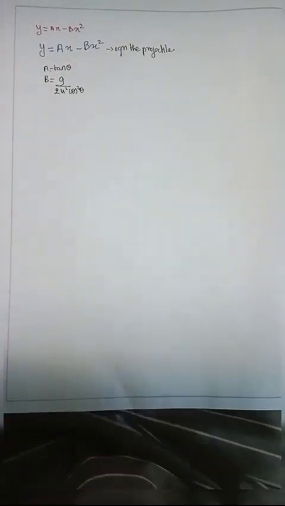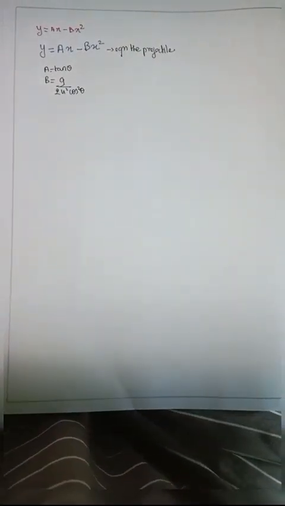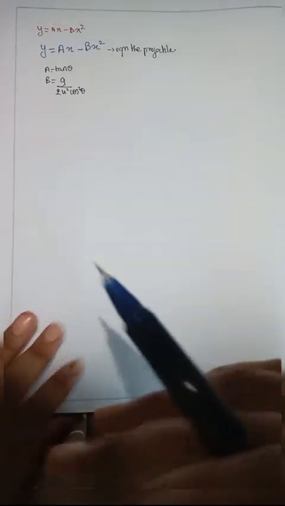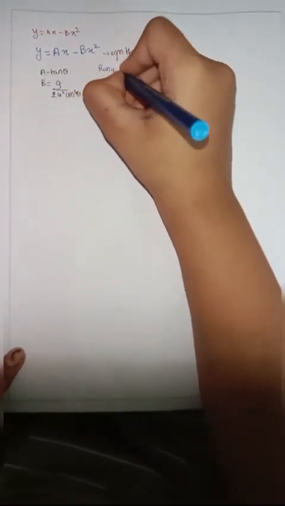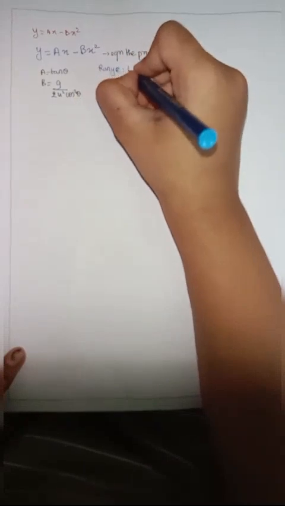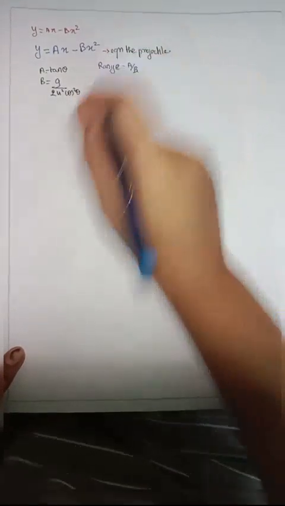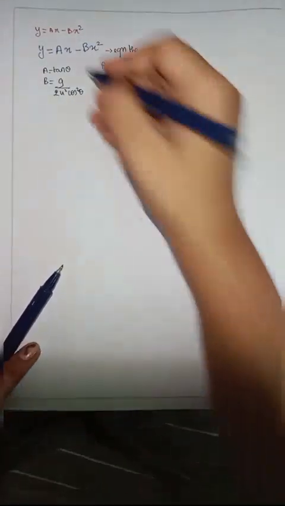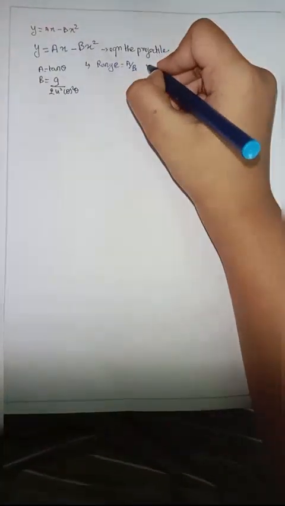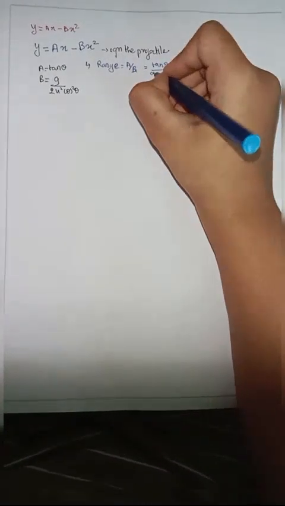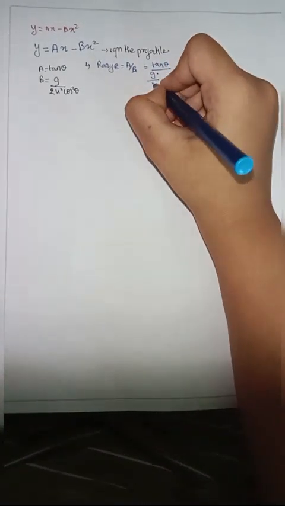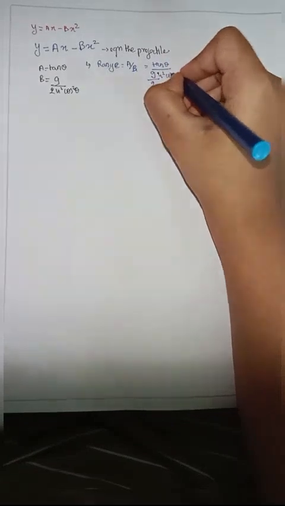In this we can see some of the concepts. If someone asks you what the range is, it is nothing but a by b. How do I say a by b? A by b is a: tan theta divided by b: g by u square cos square theta.